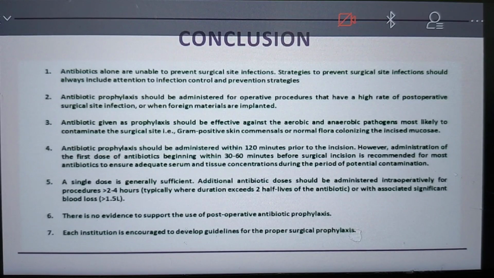There is no evidence to support the use of post-op antibiotic prophylaxis. Each institution is encouraged to develop guidelines for proper surgical prophylaxis.